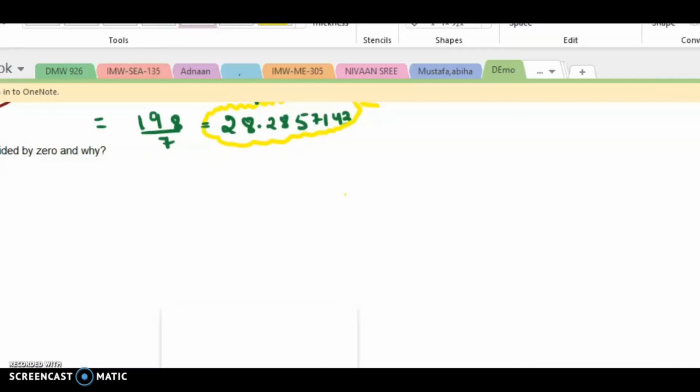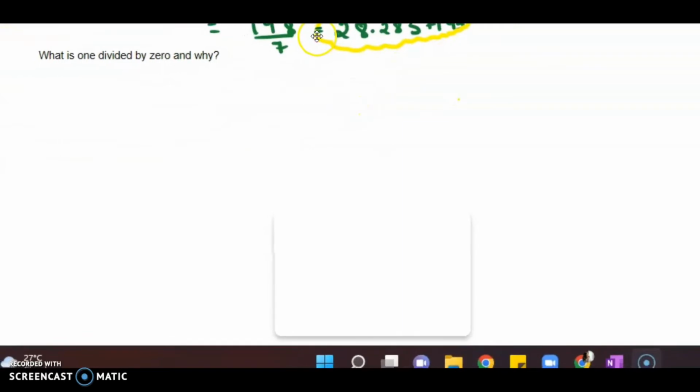Today we are going to solve our second question. Let us quickly see what is there in our second question. I hope the screen is visible. Yes, and this is our second question: What is 1 divided by 0 and why?